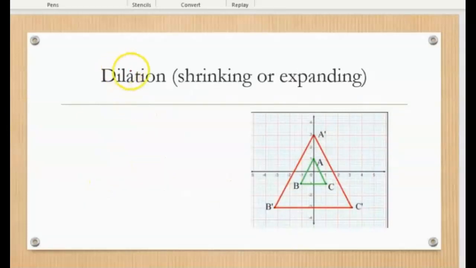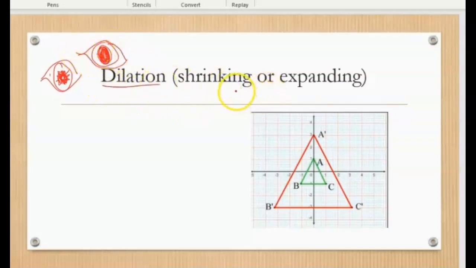A dilation, I always think of when I go to the eye doctor. Maybe we've talked about this before. Let's see if I can draw an eyeball. You go to the eye doctor and you get your eyes dilated for an eye exam. So when they put that stuff in your eyeball, your pupil gets huge. It becomes almost the size of your iris. Whoop. So it becomes dilated. That's how you remember this transformation, but dilation also means shrinking. So something can expand, it can get bigger, or it can shrink.